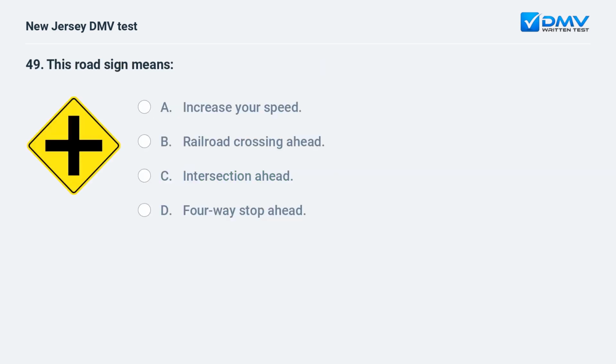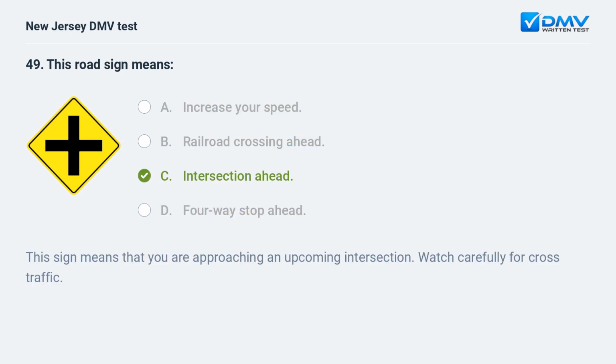This road sign means: A. Increase your speed. B. Railroad crossing ahead. C. Intersection ahead. D. Four-way stop ahead. C. Intersection ahead. This sign means that you are approaching an upcoming intersection. Watch carefully for cross traffic.